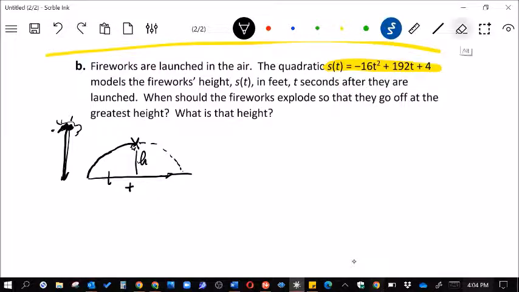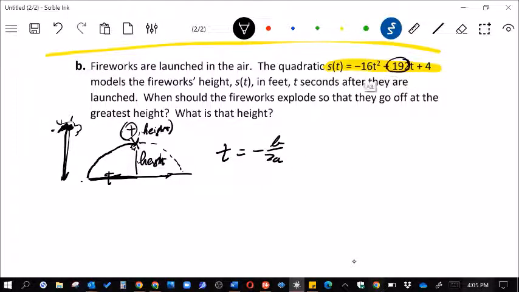The t is here, and the height we call x and y, or h and k. But there are too many h's in this, so I'm going to use time and then height. The time for this vertex is negative b over 2a.